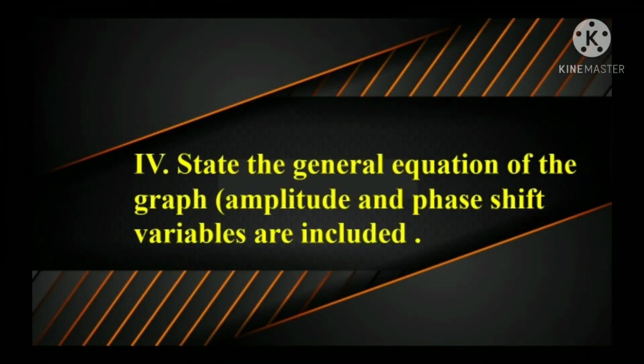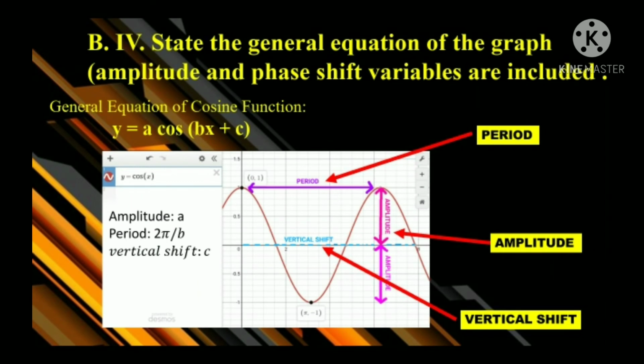Number 4. State the general equation of the graph. Amplitude and phase shift variables are included. The general equation of the cosine function is y equals a cosine bx plus c, where a is the amplitude of the function, b can be used to get the period, and c is the vertical shift.